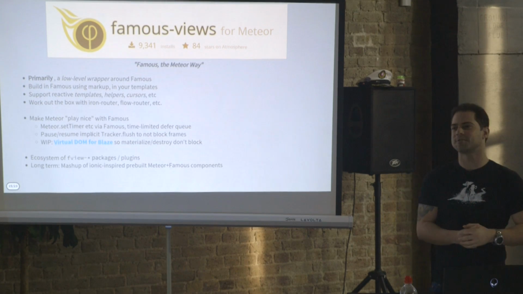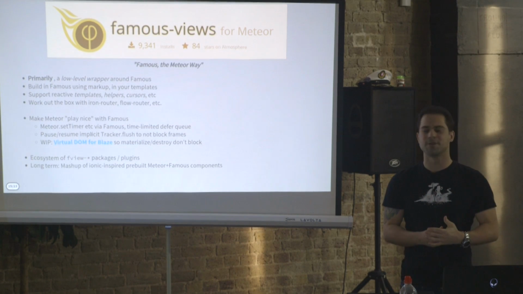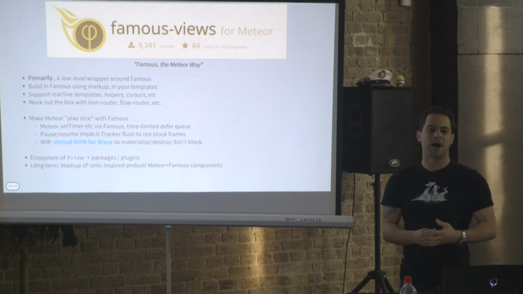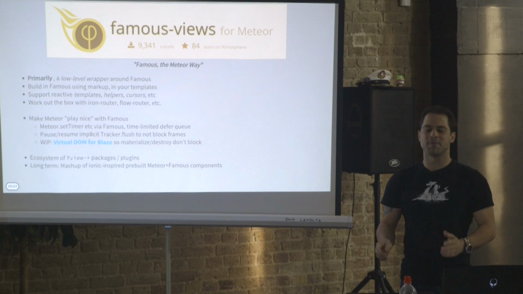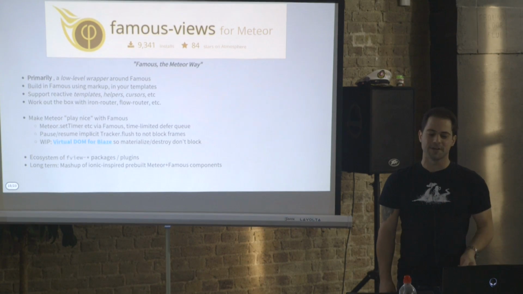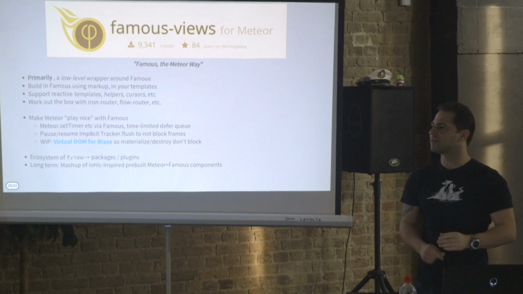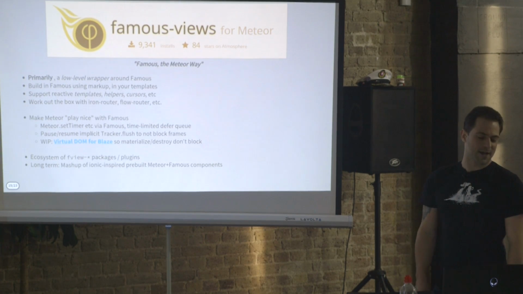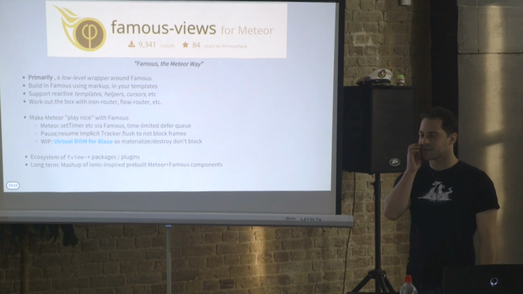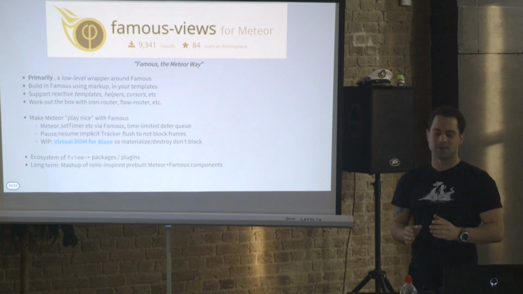Some criticism in the past has been, okay, well, Blaze is a rendering engine. Famous is a rendering engine. You've now got two rendering engines fighting for control over the DOM, and it's a disaster. The thing is, Meteor's modular enough to actually modify to work fantastically in this kind of environment. So what we do in Famous Views is, all the things like Meteor set timer and all of that, we route through Famous's clock.